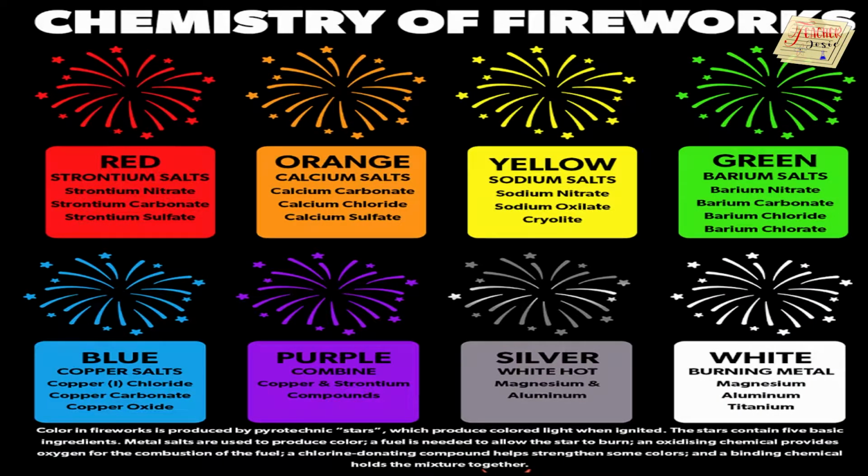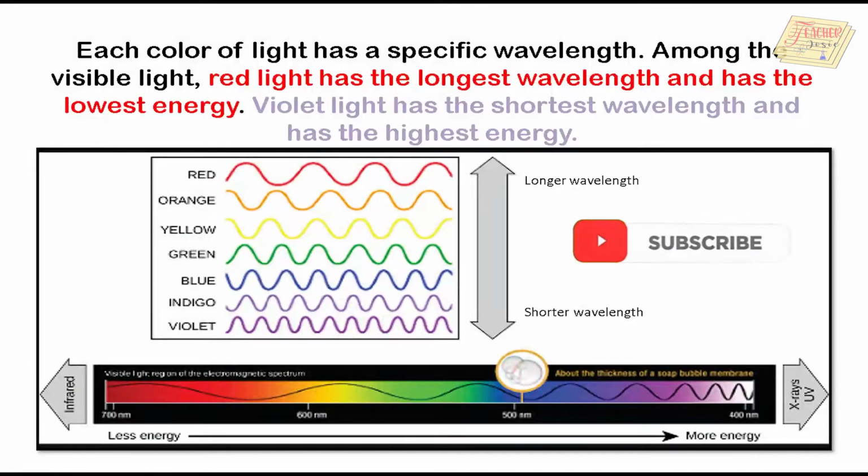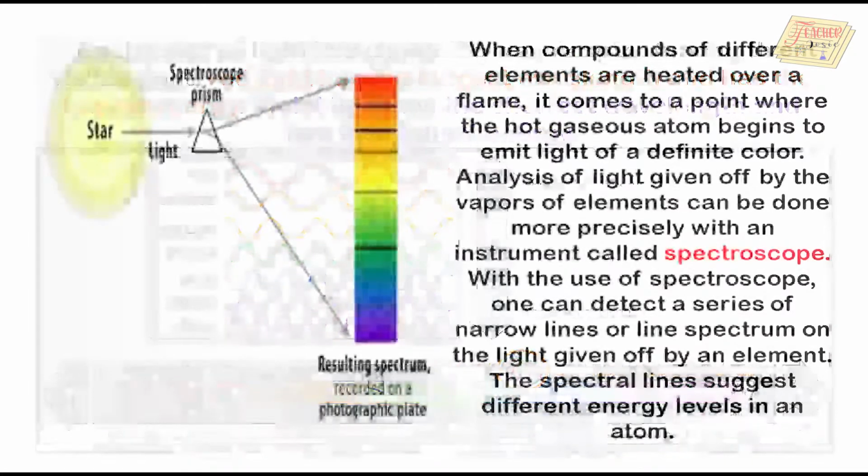Here are some chemistry of fireworks. Each color of light has a specific wavelength. Among the visible light, red light has the longest wavelength and has the lowest energy. Violet light has the shortest wavelength and has the highest energy.